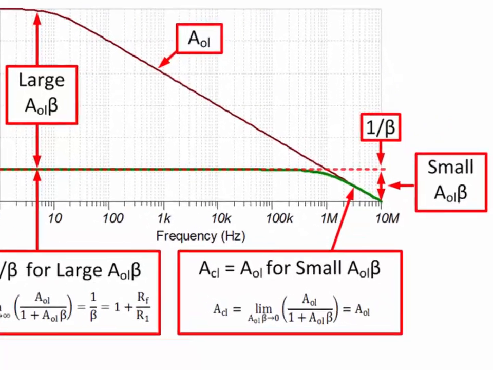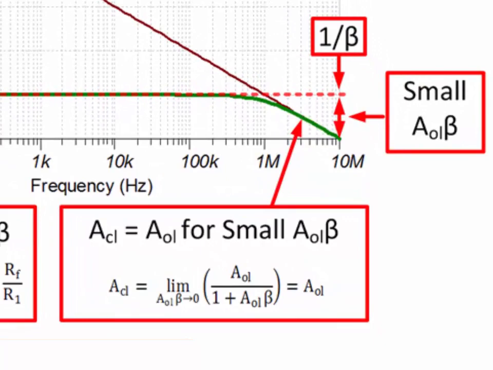At high frequencies, AOL times beta is small. Remember that closed loop gain is AOL divided by 1 plus AOL beta. So for small values of AOL beta, you can ignore the AOL beta term. This leaves AOL divided by 1, or just AOL. Thus, the closed loop gain follows the AOL curve for small values of AOL beta. We define the bandwidth of the circuit as the frequency at which the 1 over beta and AOL curves intersect.